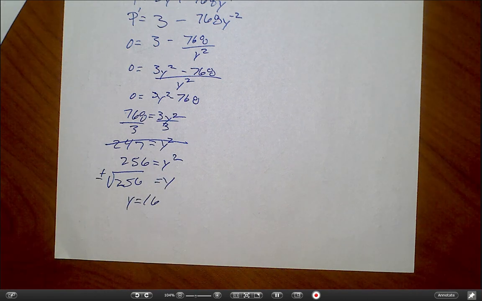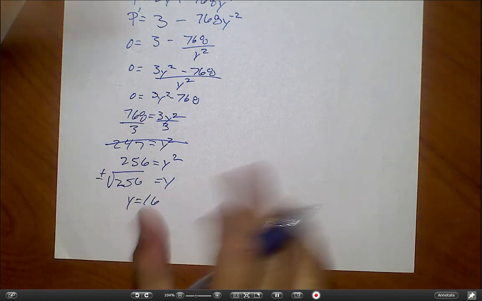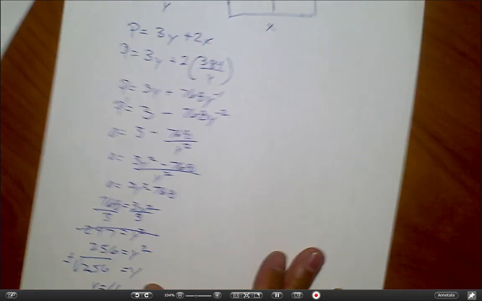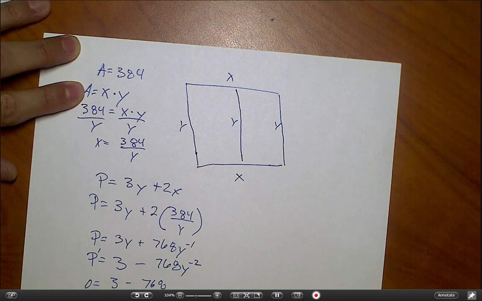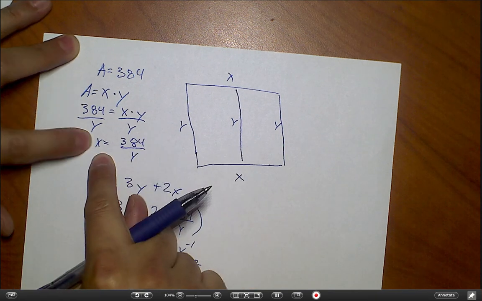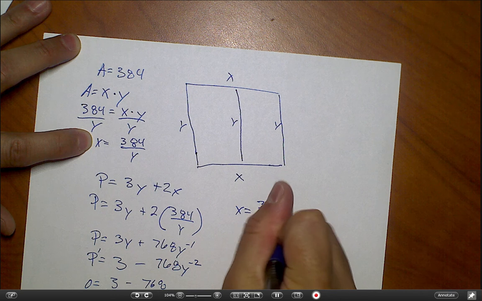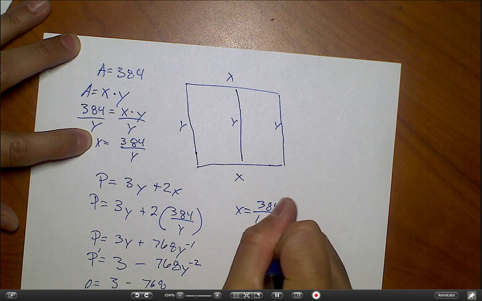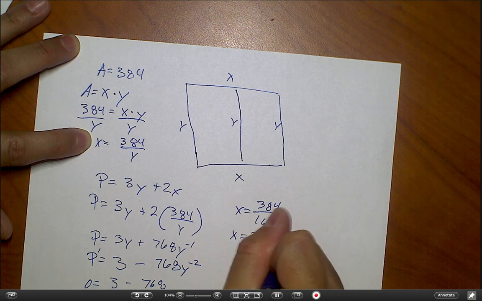So my y value is now going to be 16. So I can go through and plug it back in somewhere else. Let's go way back up to the top. Right here, up here, I could actually figure out my x, because now my x is going to be equal to 384 divided by 16, which should give me x is 24.